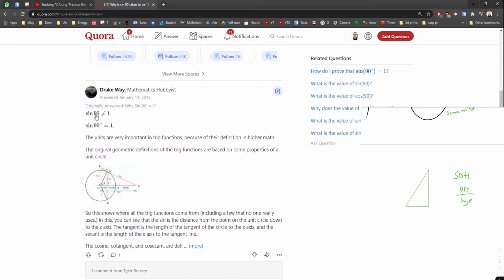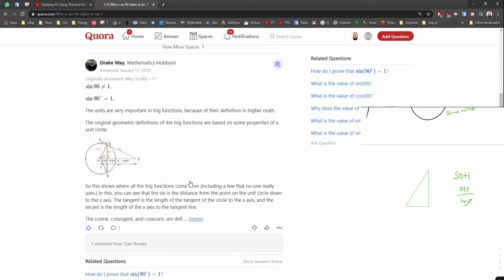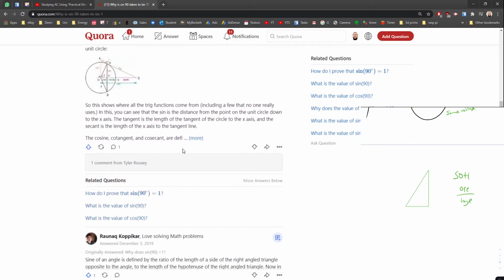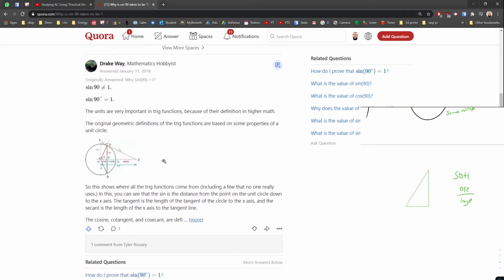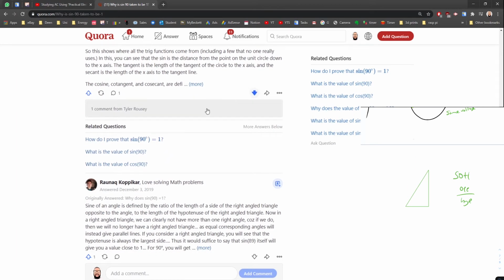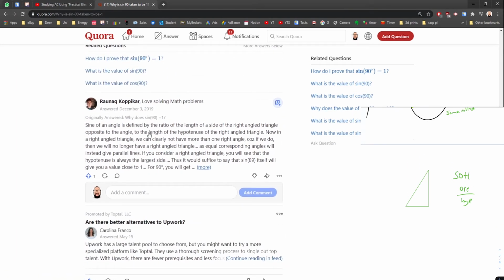Anyways, sine 90 does not equal 1. Sine 90 degrees equals 1. The unit's very important in trig functions because of the definition in higher math. These are all just math people that are like, this is all they do. So, mathematics hobbyists. So yeah, they consider maths to be art, and it's all very serious. How dare you leave out the degree symbol? Get out of here, man. That's frustrating. Sine of an angle is defined by the ratio of the length of. I don't know if I'm gonna get anywhere here. Too many words, people. Too many words.